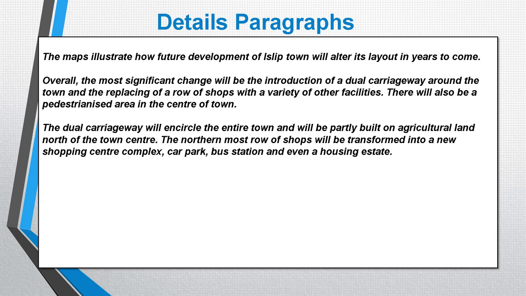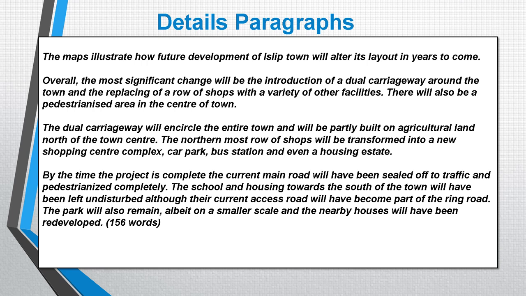The second details paragraph reads, by the time the project is complete, the current main road will have been sealed off to traffic and pedestrianised completely. The school and housing towards the south of the town will have been left undisturbed, although their current access road will have become part of the ring road. The park will also remain, albeit on a smaller scale, and the nearby houses will have been redeveloped. So again, we've included details using location towards the south. We've said that the houses will have been redeveloped. The park will remain, although it'll be on a smaller scale. So we've added in details.